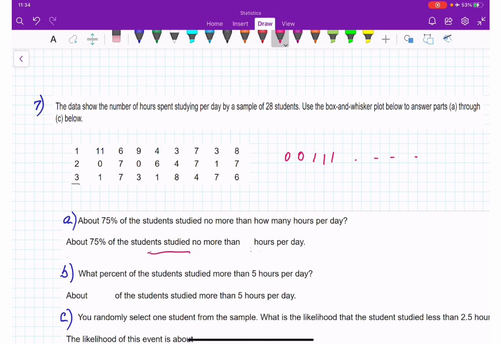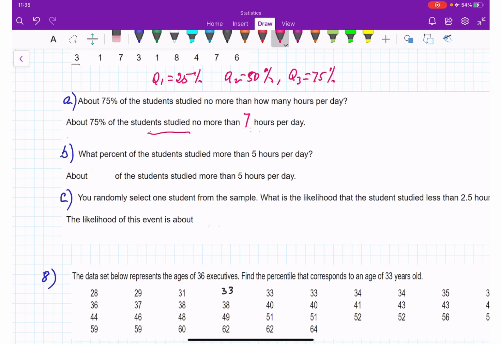75% is the third quartile. So the first quartile is 25%, the second quartile is 50%, and the third quartile is 75%. So if you find the third quartile, it should be 7. If you don't get that 7, contact me, obviously. Actually, number 7 I have on an Excel spreadsheet. I will post it in ascending order.